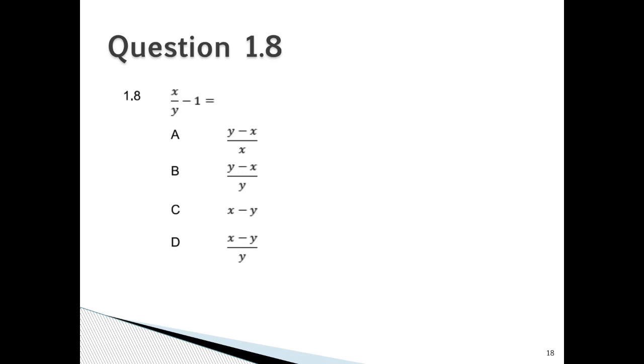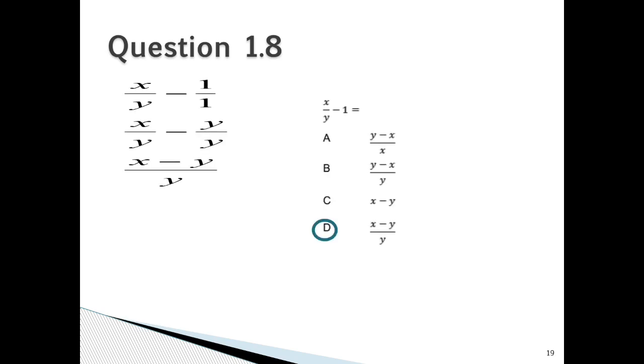Question 1.8. x over y minus 1 is equal to A, (y minus x) over y, B, (y minus x) over y, C, x minus y, or D, (x minus y) over y. x over y minus 1 over 1 is equal to x over y minus y over y, which is equal to (x minus y) over y. So the correct answer is D, (x minus y) over y.